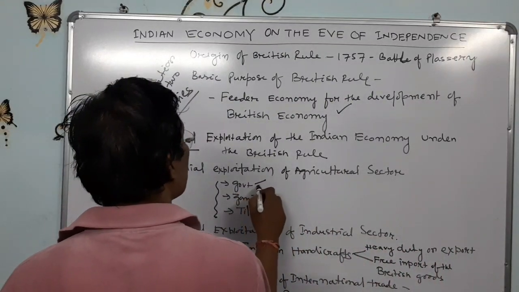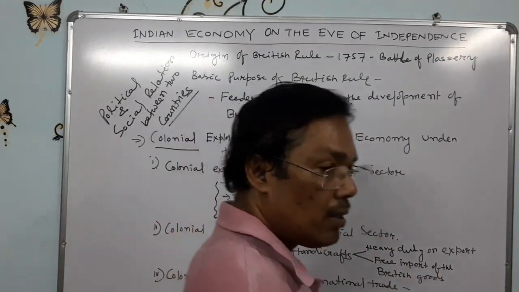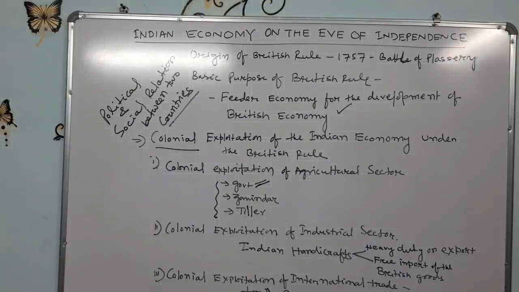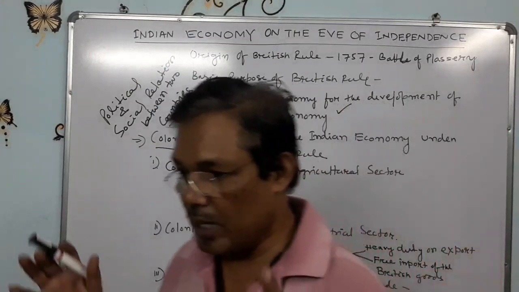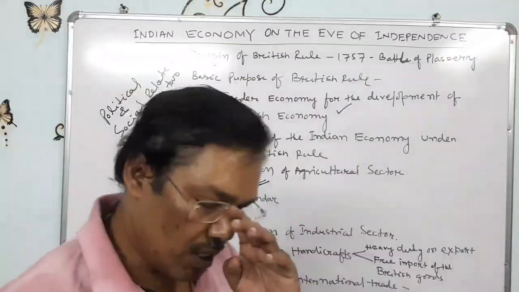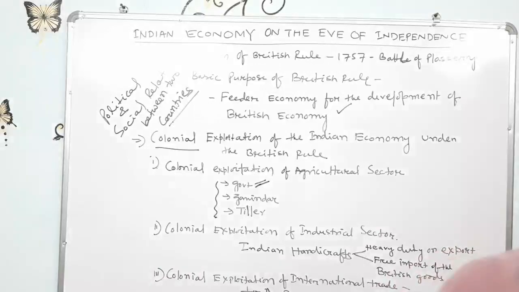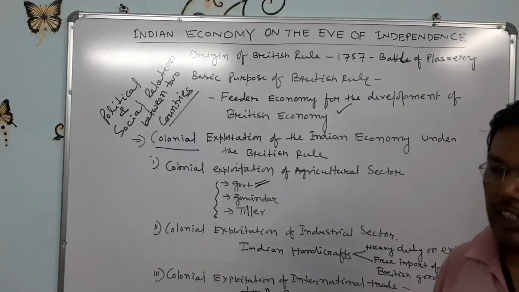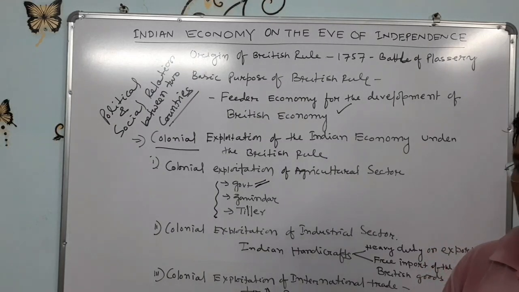One is the government. Remember it: the government here is the British government. It means the Britishers were ruling our country. They were the rulers, that is why they are the government. Since the Britishers were ruling the country, they were making their policy on how they would exploit the Indian economy.